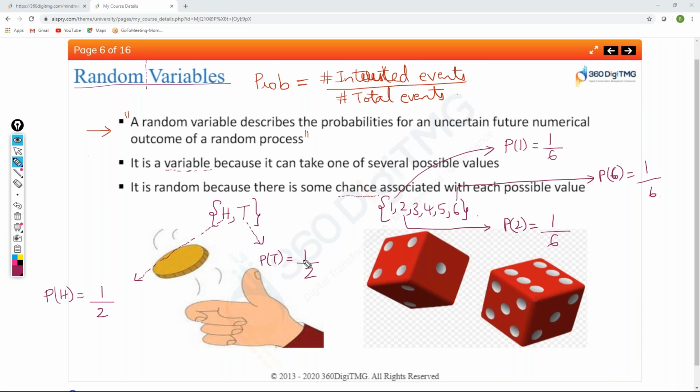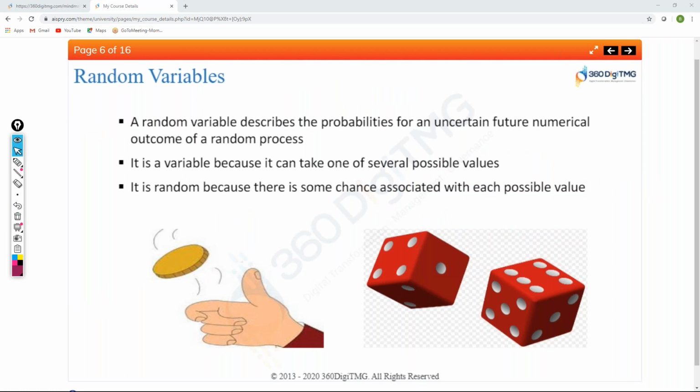Wonderful. So what is a random variable then? Any variable which can take one of several possible values, like head or tail, or numbers on the roll of a die, and if it has chance or probability associated, then it's called random. If you have both these components, it is called a random variable. Simple.